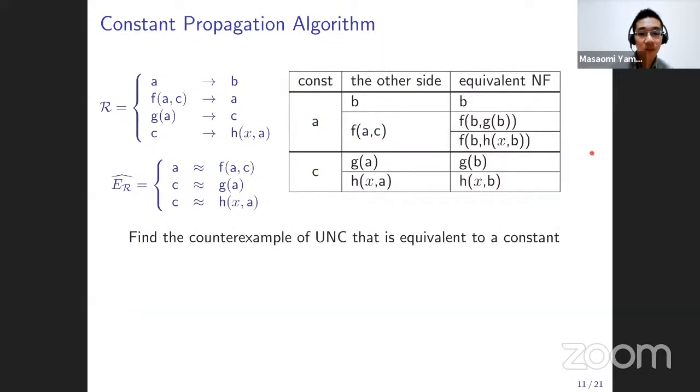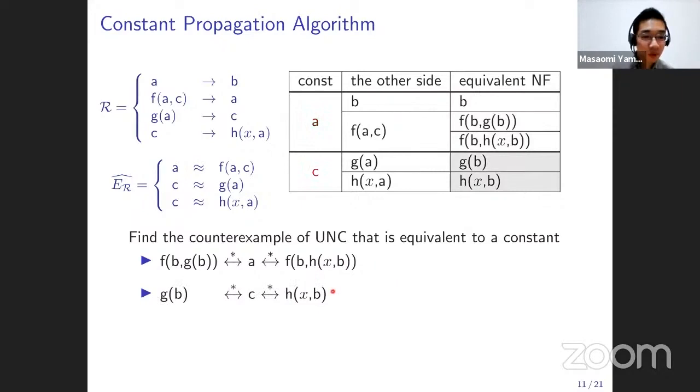Through this CPNF table, we can find a counterexample of UNC that is equivalent to a constant. For example, FBGB equals A equals FBHXB. And GB equals C equals HXB. And HXB is also a counterexample by itself because HXB equals C, and X can be renamed, and C equals H by B.